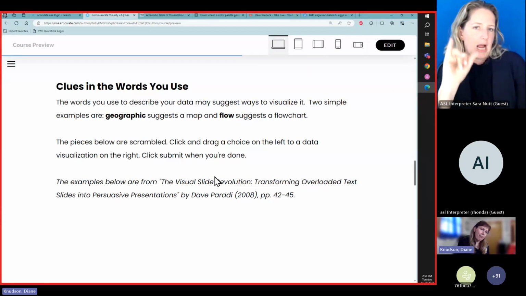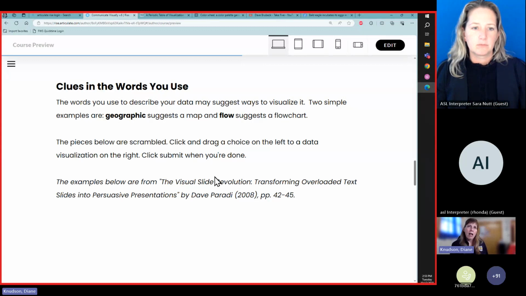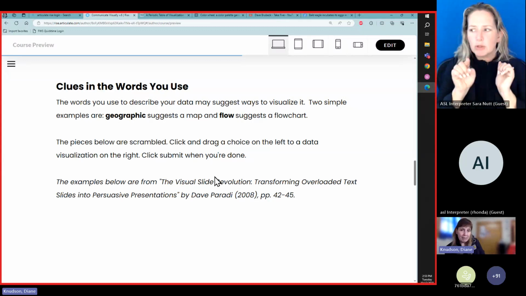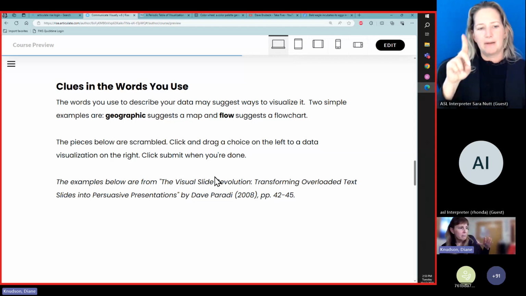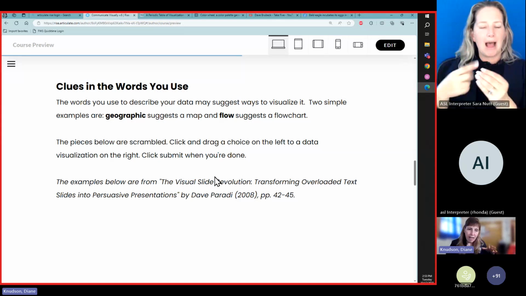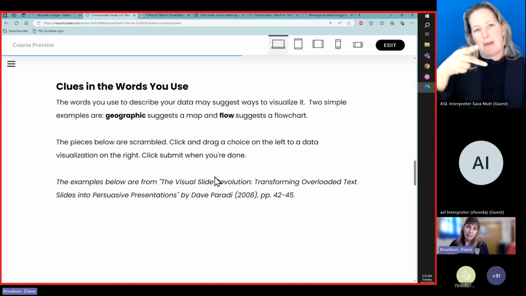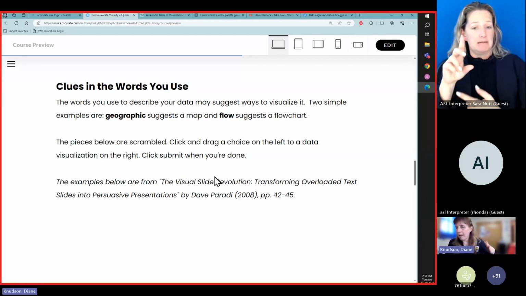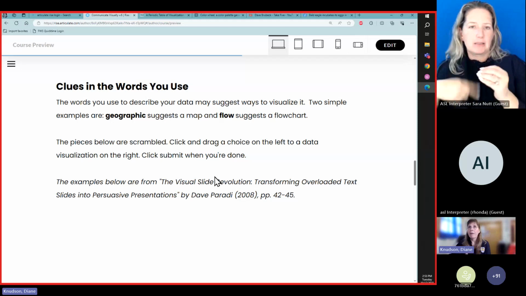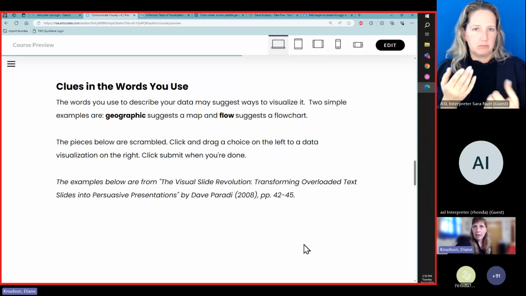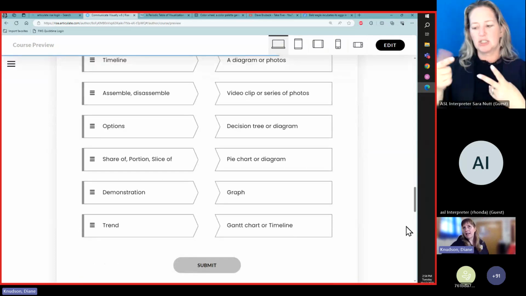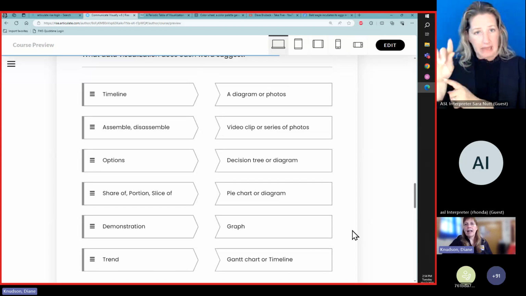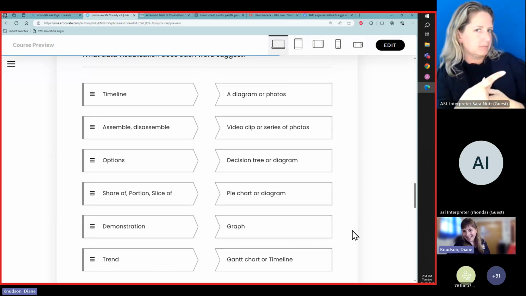So how do you choose the format to visualize your data? There's another author, Dave Parody, who wrote a book on data visualization using PowerPoint. And he suggests that the language that you use can suggest the format. For example, geographic suggests a map, flow suggests a flow chart. And I'd like a volunteer to help me do this exercise. It's a matching exercise, and you don't get feedback until you're finished.